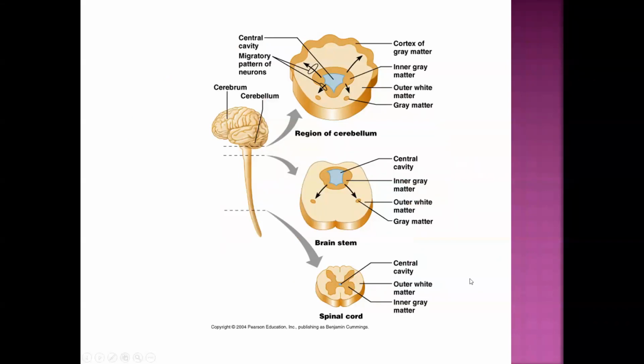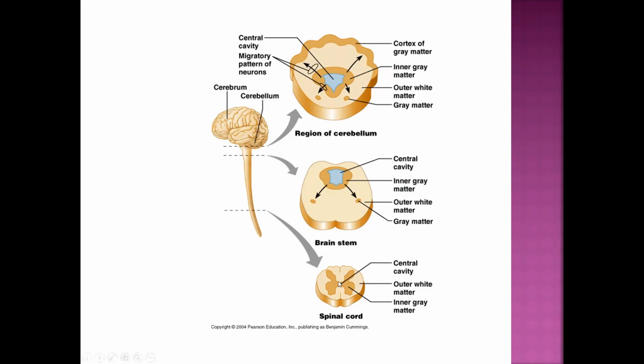Okay, so I want you to see the organization of gray matter and white matter. Okay, so let's review what gray matter is and white matter is. So gray matter is everything that's unmyelinated. So interneurons, cell bodies, dendrites, any unmyelinated axons. Okay, so gray matter is everything that's unmyelinated, particularly interneurons. So we want to remember that interneurons are never myelinated.